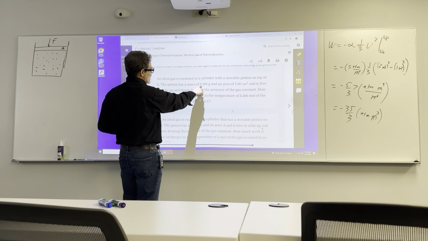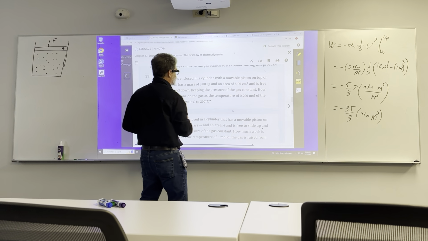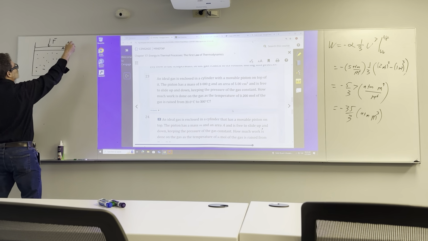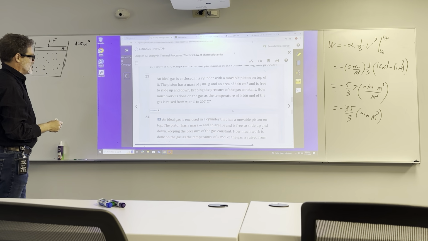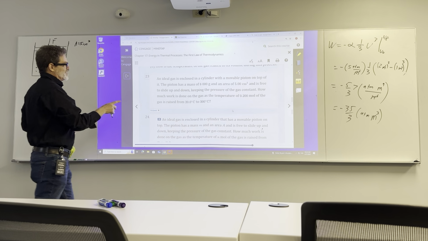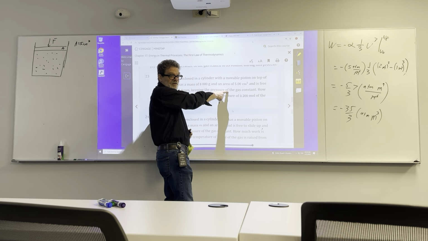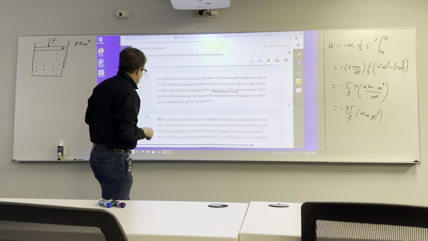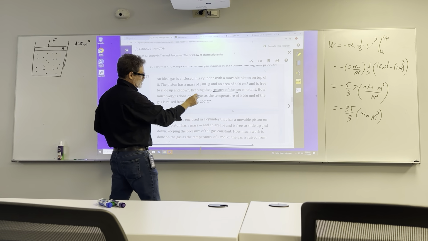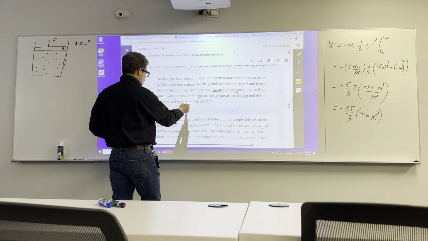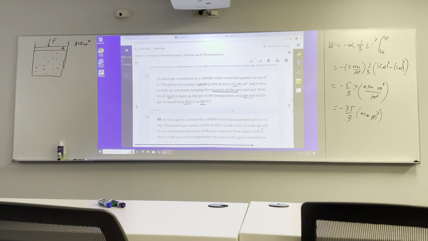The piston has a mass of 8,000 grams and an area of 5 centimeters cubed. So the cross-sectional area here is 5 centimeters squared, right? And it's free to slide up and down. Keeping the pressure of the gas constant, that seems important, like a key word, doesn't it? Yep. So I'm going to underline that. How much work is done on the gas? So we got to calculate work as the temperature of 2 moles of the gas is raised from 20 to 300. I think I underlined everything important, right?